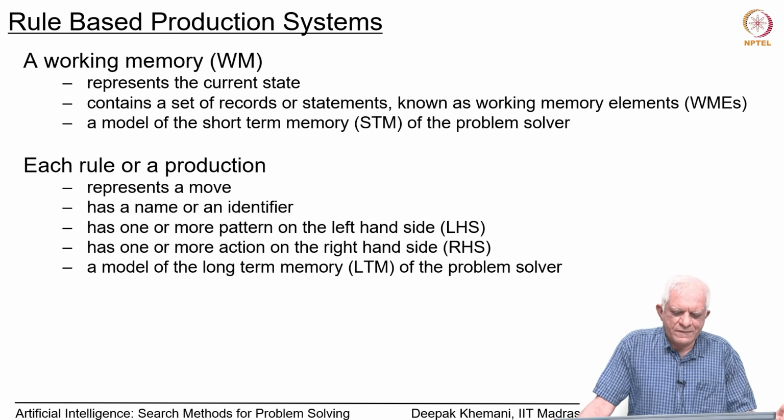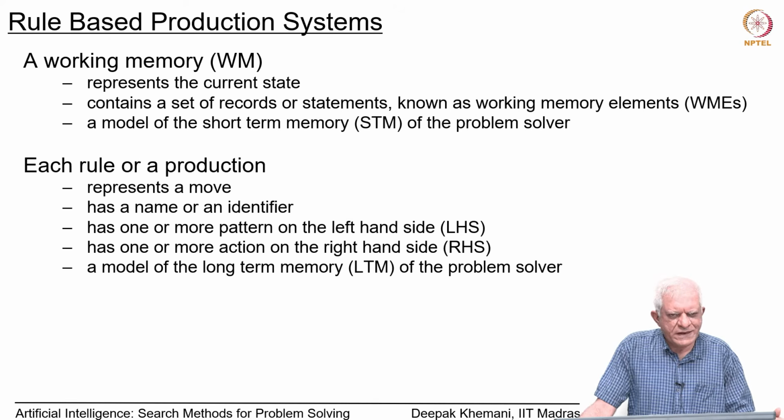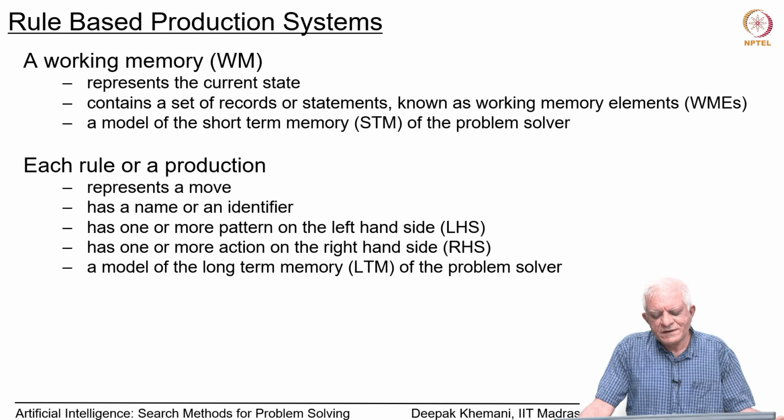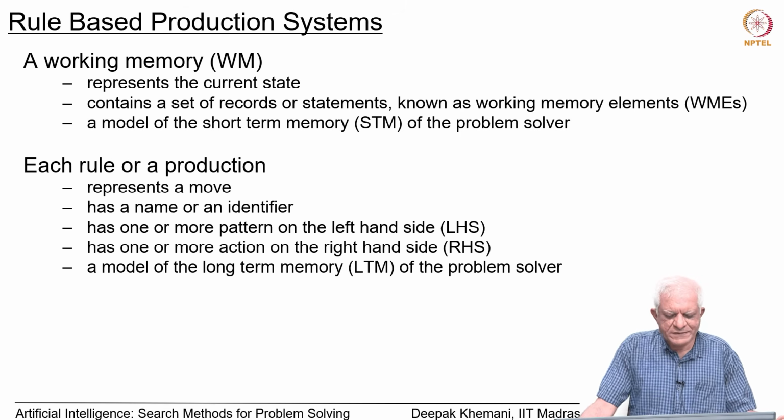Then there are rules. So, there is working memory which is full of working memory elements, and then there are rules. A rule basically represents a move in some sense. It has a name or an identifier, just like we had names in planning operators, so it is very similar in nature. It has one or more patterns on the left hand side, which we will see in more detail as we go along, and one or more actions on the right hand side. We will use these acronyms LHS and RHS in our representation, but we will call them left hand side and right hand side, essentially.